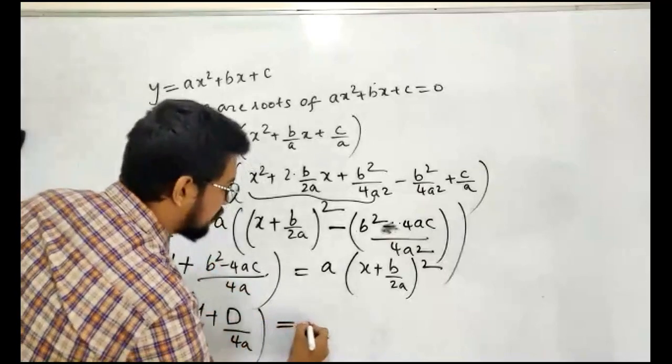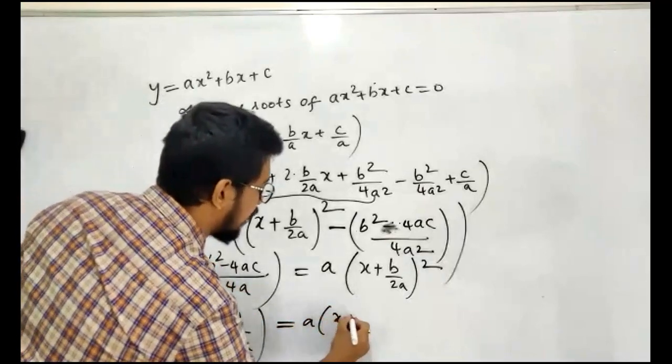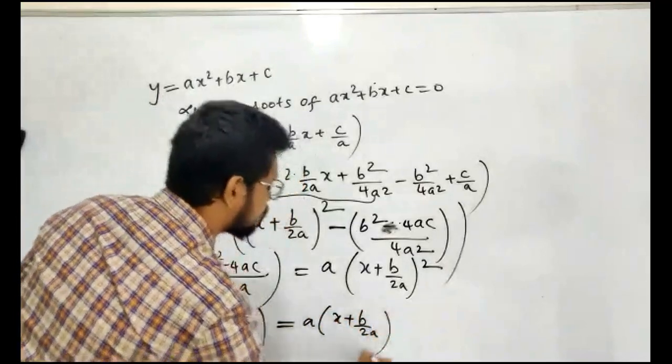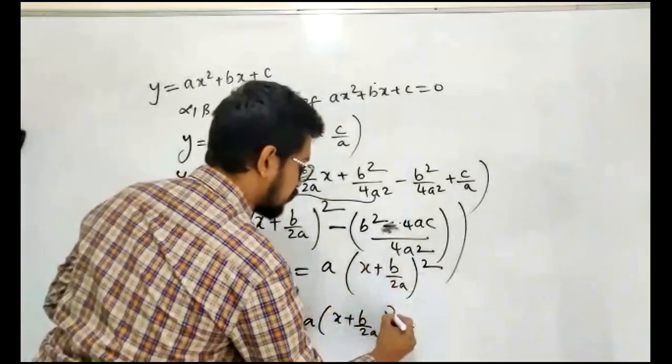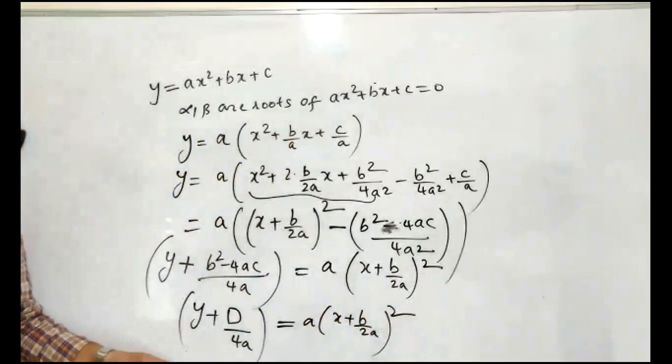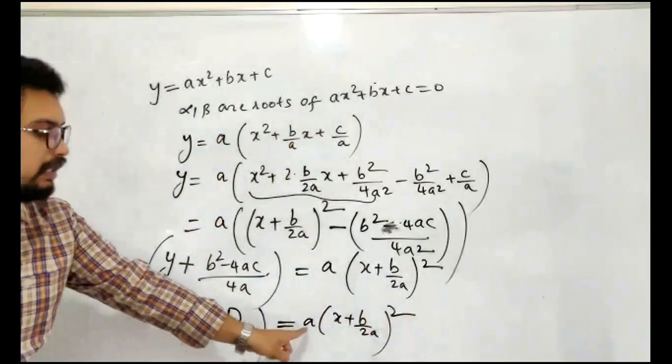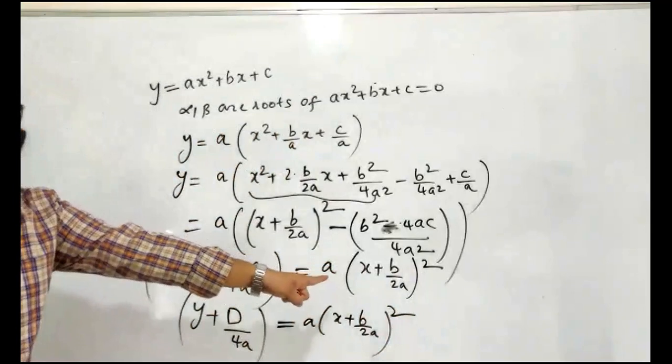This part is a into x plus b by 2a whole square. This is the final step which you got. y plus d by 4a is a into x plus b by 2a whole square.